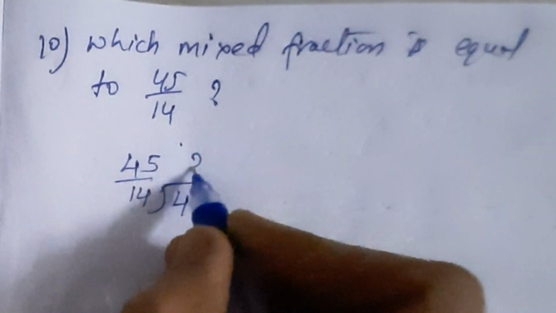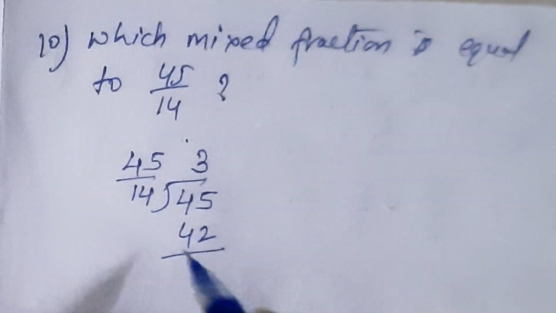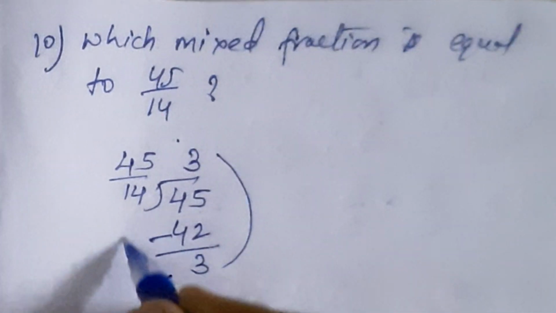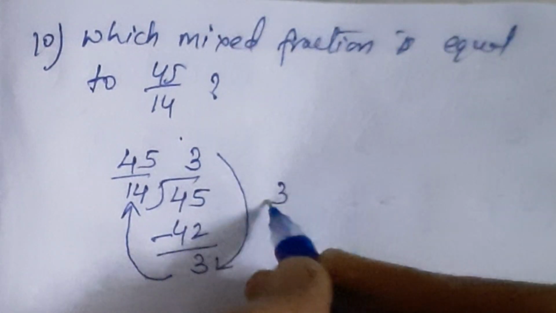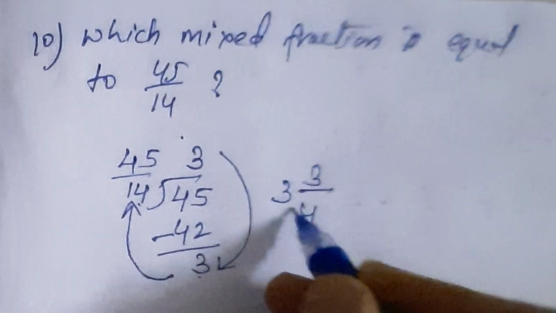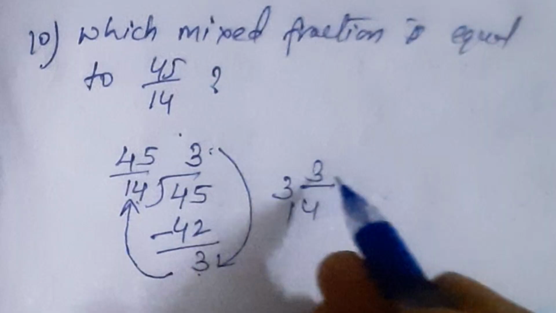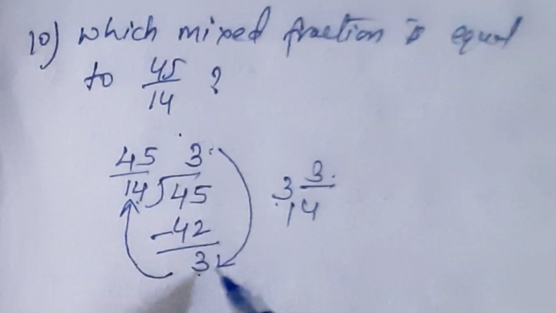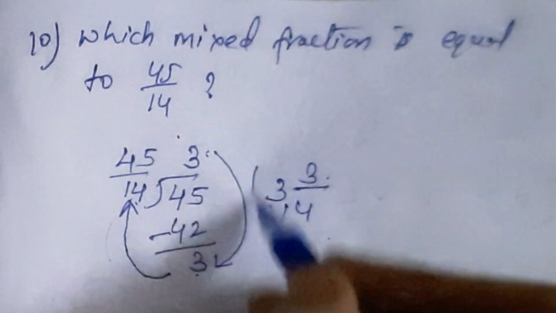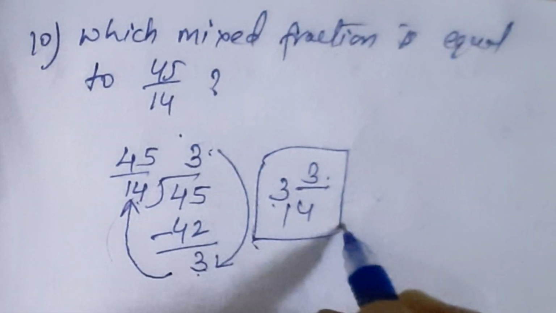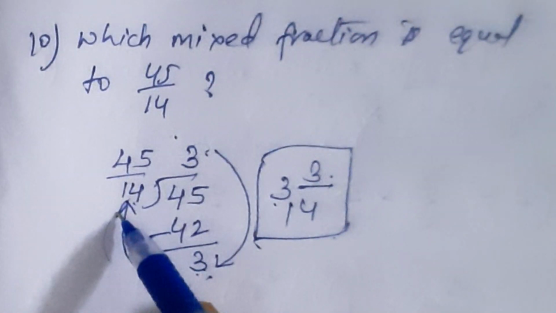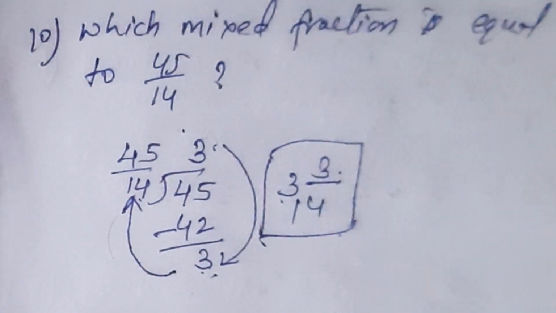So here 14 threes are 42. Subtracting them, 3 is the remainder. Now we'll rotate anti-clockwise, so 3 integer 3 upon 14. First we start from the quotient. Quotient is 3. Then we come to the remainder, then 14. So this is the final answer. Quotient, remainder, then dividend. That is the final sequence to be repeated.